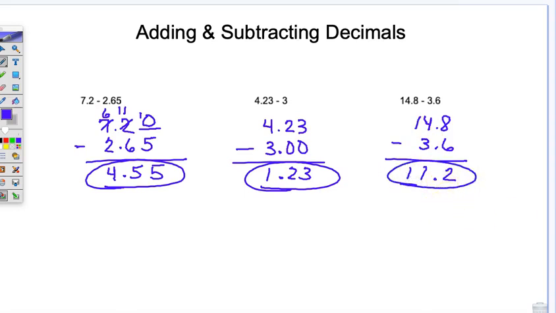So when adding or subtracting decimals, the most important thing is to make sure your decimals are aligned vertically, and from there, just add or subtract. And that's it.